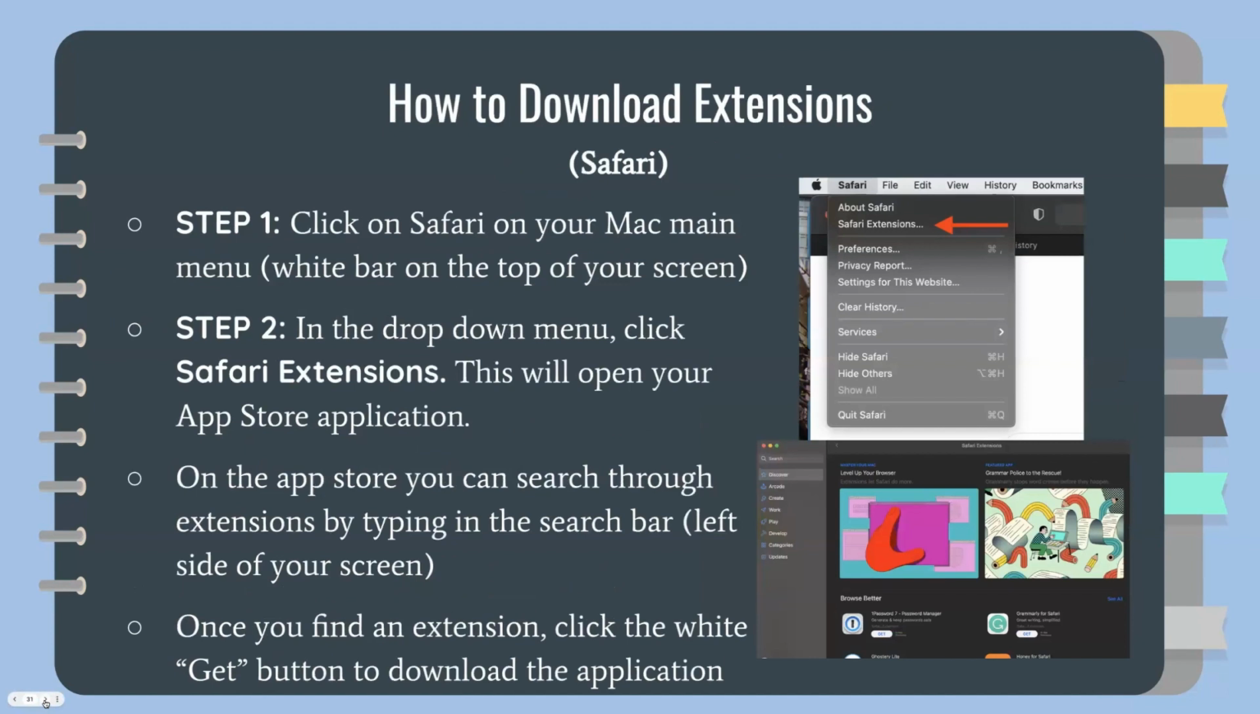How to download extensions using Safari. Step 1, click on Safari on your Mac main menu, the bar on the top of your screen. Step 2, in the drop-down menu, click Safari Extensions. This will open your App Store application. On the App Store, you can search through extensions by typing in the search bar in the left side of your screen. Once you find an extension, click the white Get button to download the application.